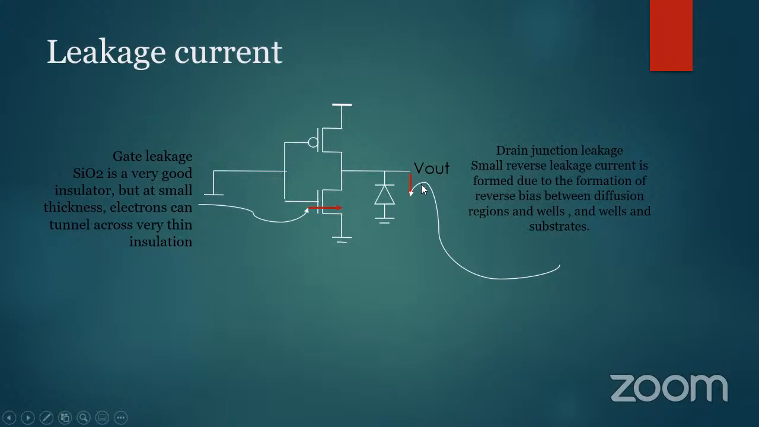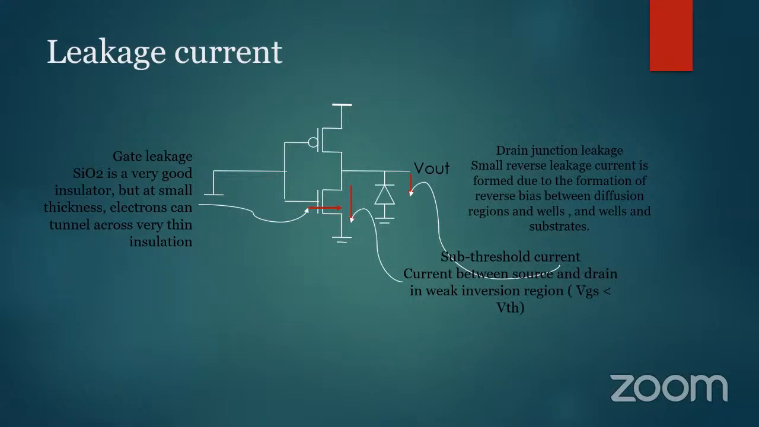Then this is the drain junction leakage, which is a small leakage current due to the reverse bias diode between the diffusion regions and the wells of the substrate. And the third one is the subthreshold leakage current, which I told you is because of the weak inversion region. When the gate to source voltage is less than VTH, the threshold voltage, which is responsible to make the device on, still in the weak inversion some minority carriers are able to move from drain to source, which forms the subthreshold leakage current.